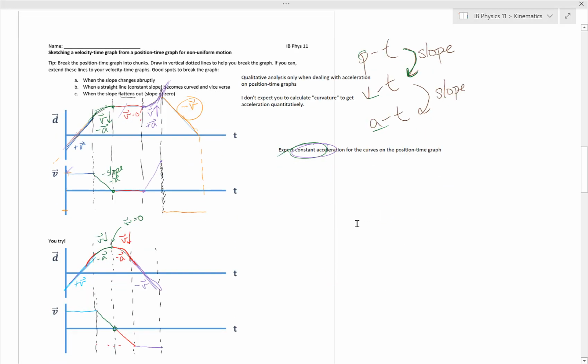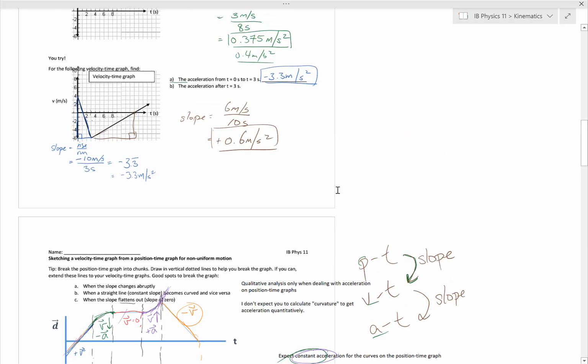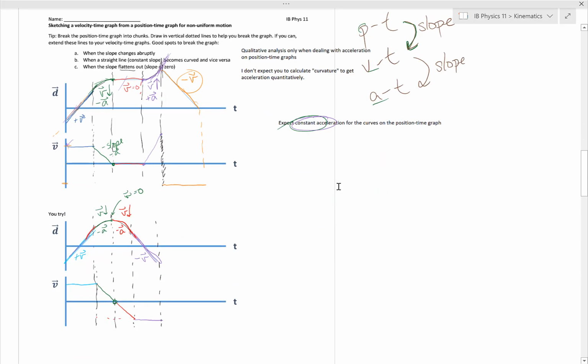Then we dealt with cases. We then went back to see how do we find the velocity time graph when there's acceleration on a position time graph. And because we're talking about curves and I don't expect you to quantify curves, we can draw all of this very roughly as in a sketch. So we don't need to be looking at the numbers here, but the relative values, we can still kind of estimate that. So this was the third video looking at that.